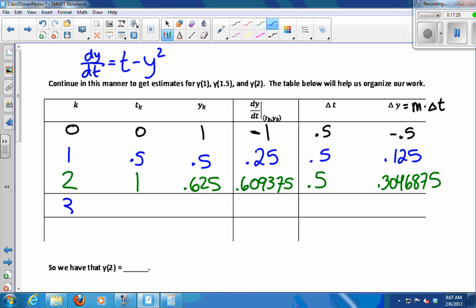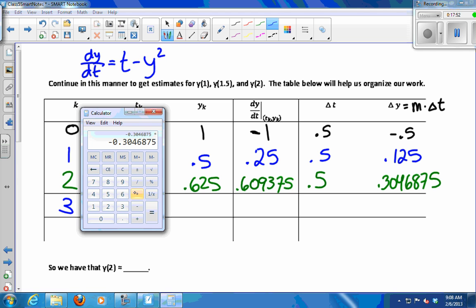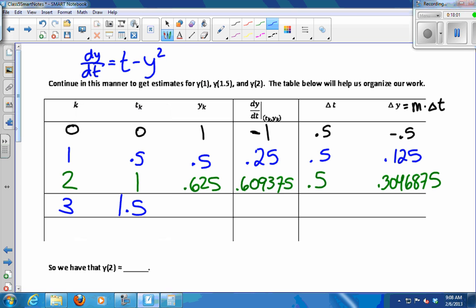Move on to step 3. Calculate your new t sub k and y sub k, your new point approximately close to the curve. Okay, so t was 1, add delta t, 0.5, 1.5. y was 0.625, add delta y. Plus 0.625, 0.9296875.